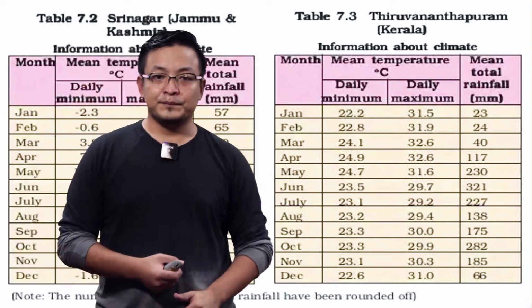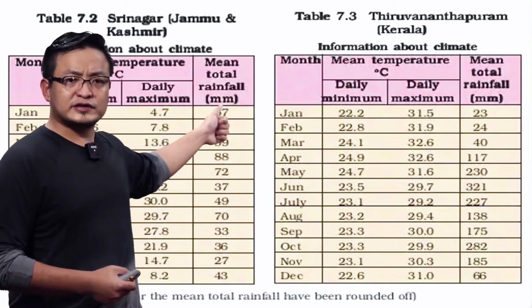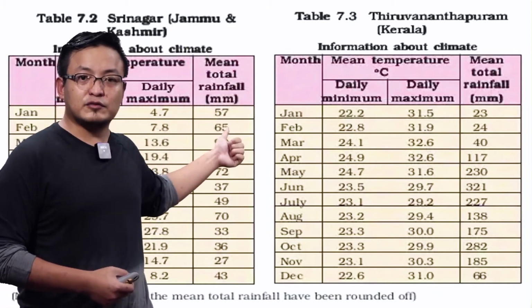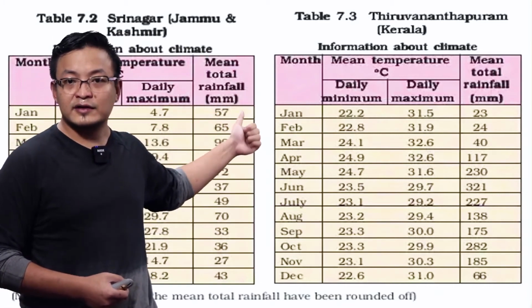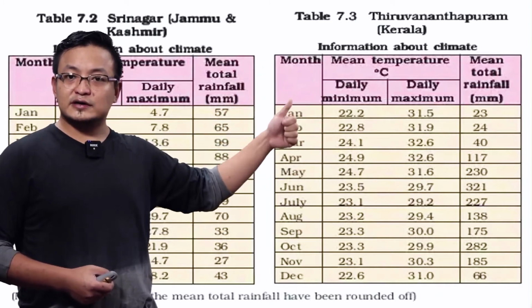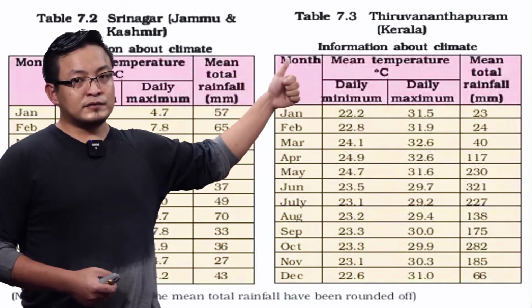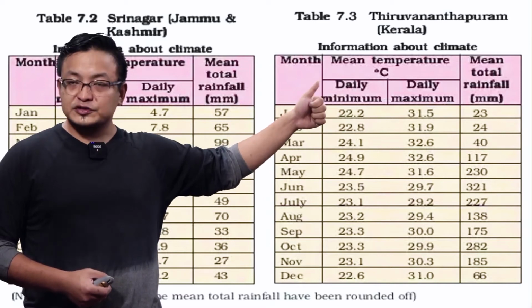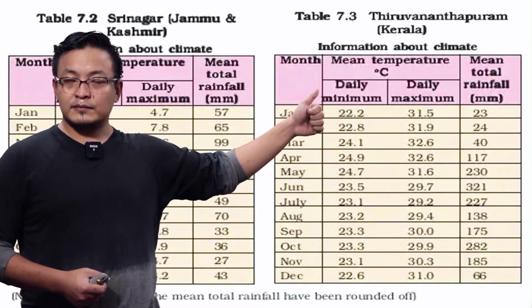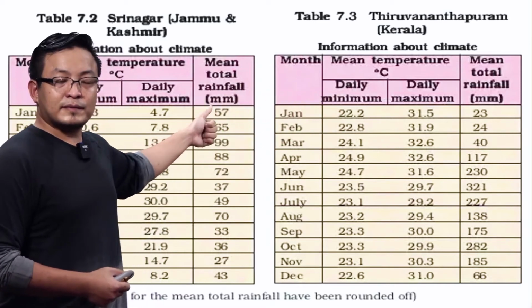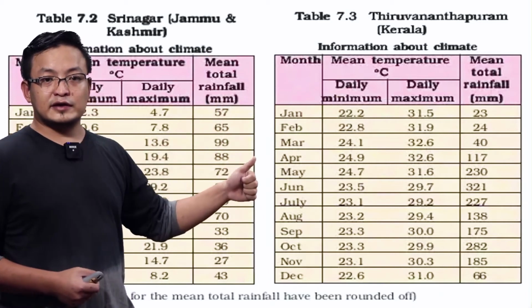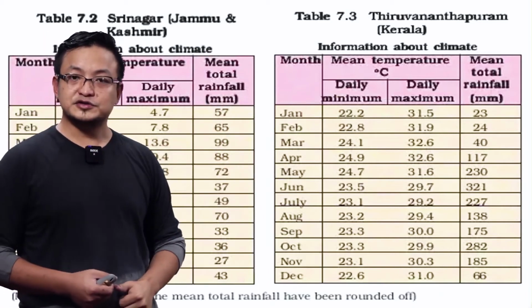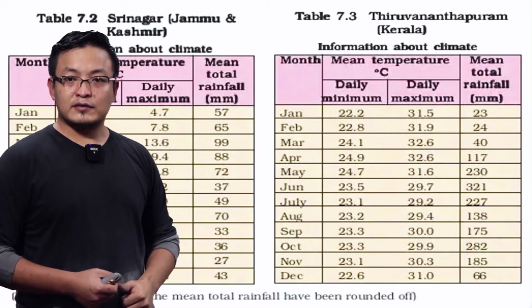The rainfall recorded in the month of January in Srinagar was 57 millimeter, right? Whereas in Thiruvananthapuram, it was recorded at 23 millimeter. So in the month of January, we see that the rainfall was more in Srinagar, right?